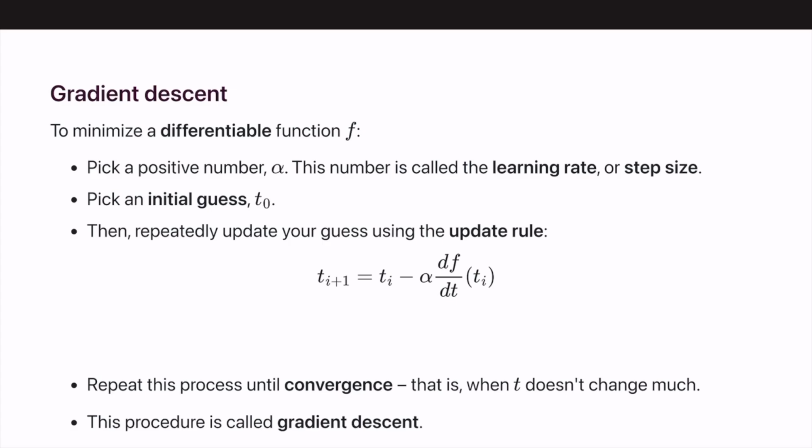So the update rule is really the key here. And we're going to go for I iterations until we have convergence. And convergence is when the delta between t's doesn't change very much. And when you have that, that's how you know to stop gradient descent.